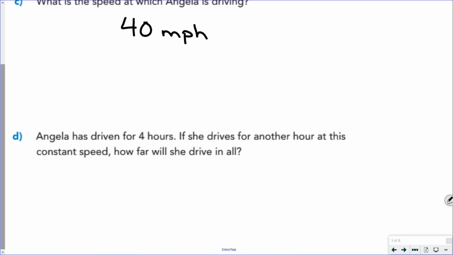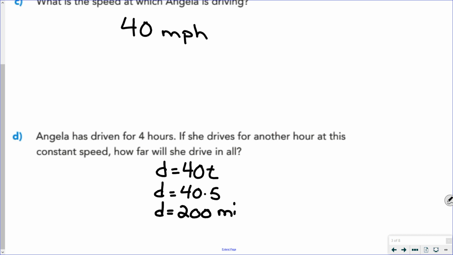Well, we'll use our formula again. We know that distance equals 40 times time. She drives for another hour. Well, that would mean that she is driving for 5 hours. So distance equals 200 miles. So again, there's just multiple ways to solve that by using your graph, using your equation, or using your table to answer some of these questions.